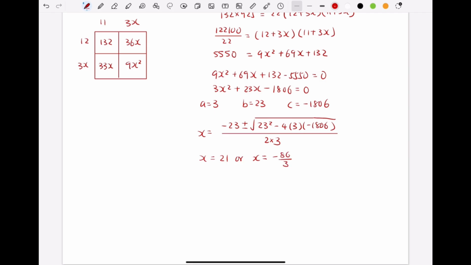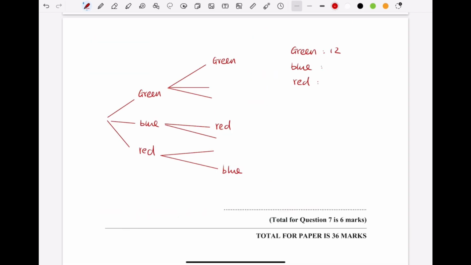Now x is the number of sweets, so it can't be a negative number, so x is 21. Therefore, we know the total number of sweets is 12 plus 21 plus 2 lots of 21, that's the number of blue sweets, and that is 75. So this is all the information we have. We know there are 12 green sweets, 42 blue sweets, and 21 red sweets.